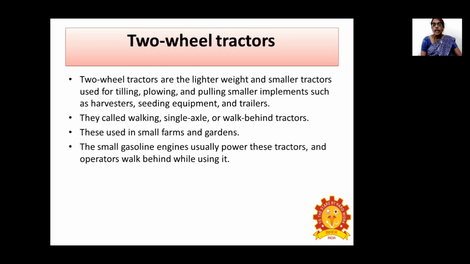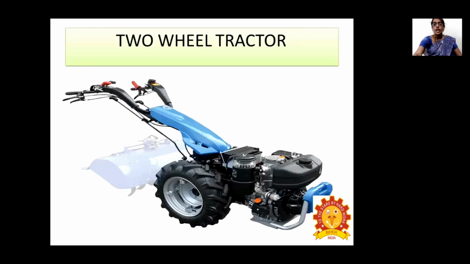Then the two-wheel tractors are lighter in weight, and normally used for tilling, ploughing, and pulling smaller implements such as harvesters, seeding equipment, or trailers. They are called walking, single axle, or walk-behind tractors. Normally these tractors are used for small farms and garden operations. A small gasoline engine usually powers these tractors, and one operator has to walk behind while using them. The drive and the control mechanism, everything has to be handled by the operator only.